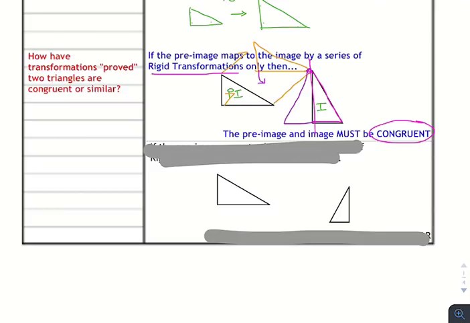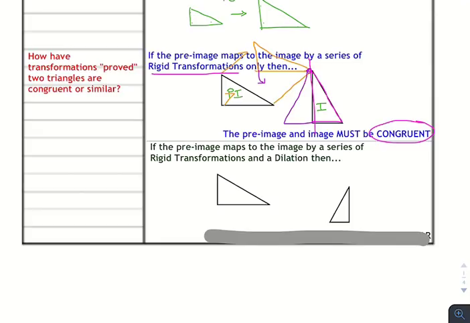If the pre-image maps to the image by a series of rigid transformations and at least, and here's really the key phrasing here, at least one dilation, then we can certainly conclude the triangles must be similar. Because if you're moving them just by rigid transformations, nothing changes, but then you include a dilation, well, the angle should stay the same, but the side length should scale in a certain way.